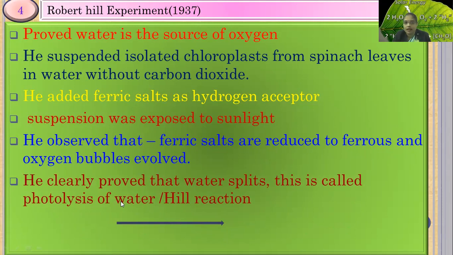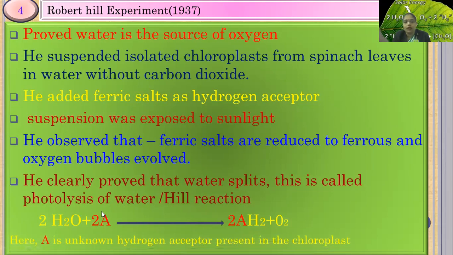Photolysis of water, hence it is known as the Hill's reaction on the basis of the name of scientist Robert Hill's experiment. Hence the photolysis of water is also known as Hill's reaction. So here 2 water plus 2A, 2A and H2 plus O2. So here A is unknown hydrogen acceptor in the chloroplast.